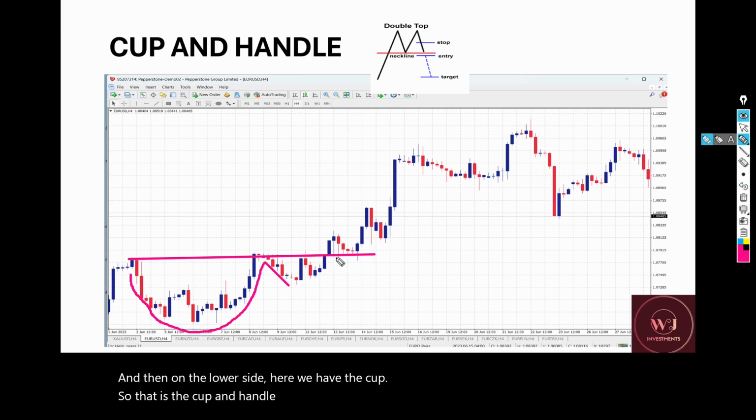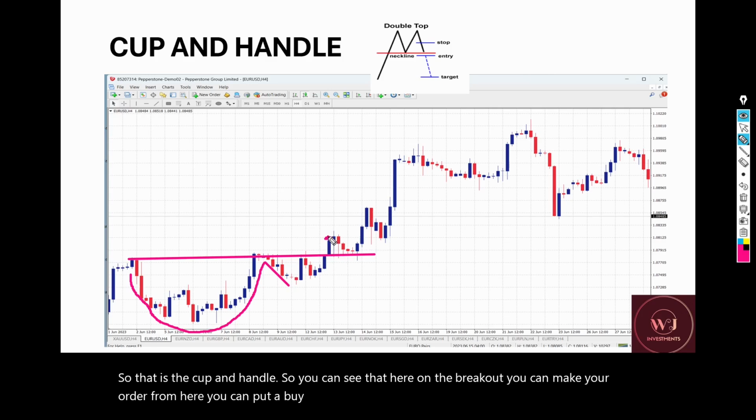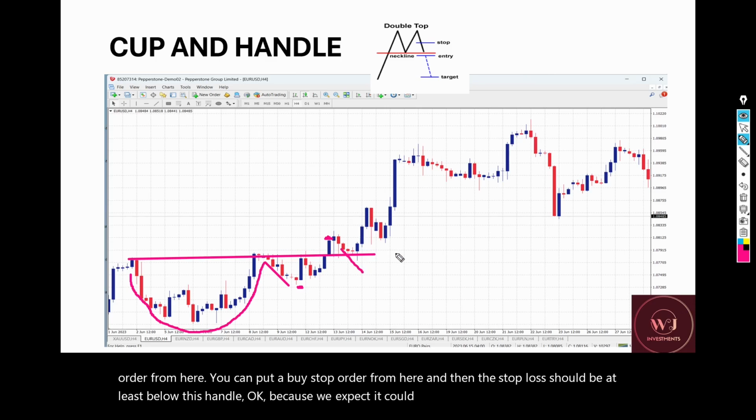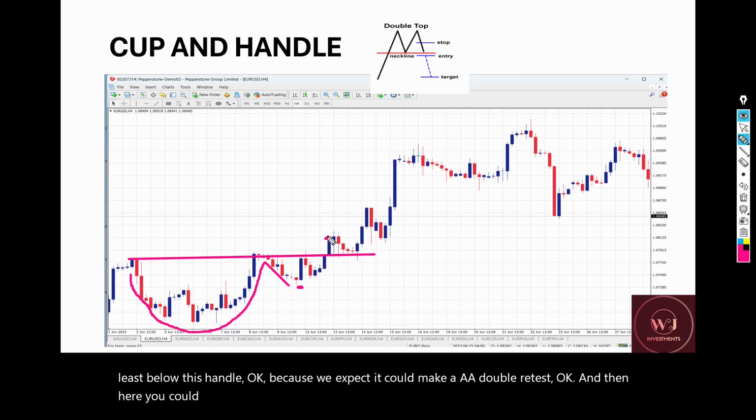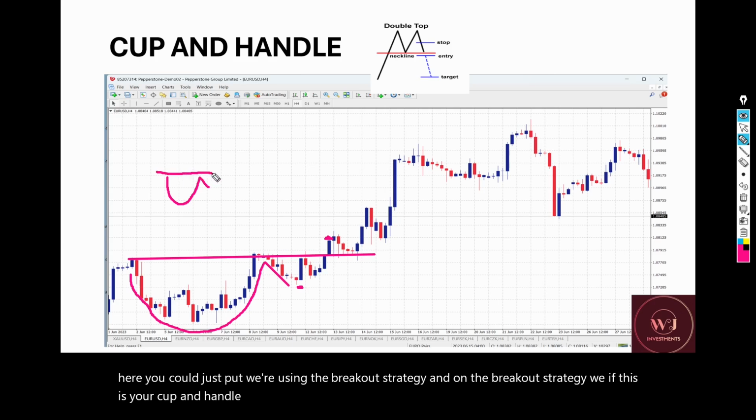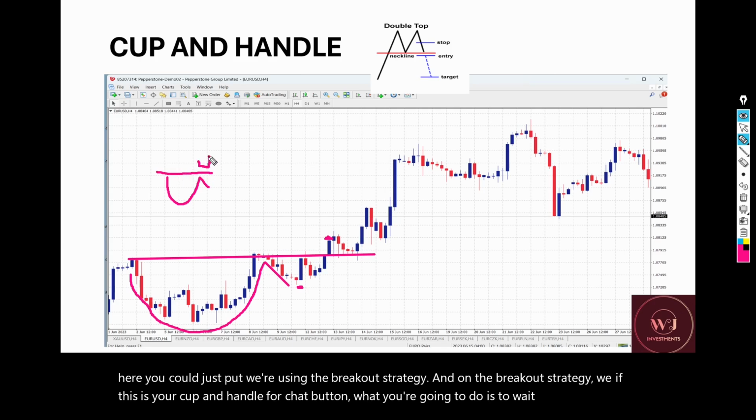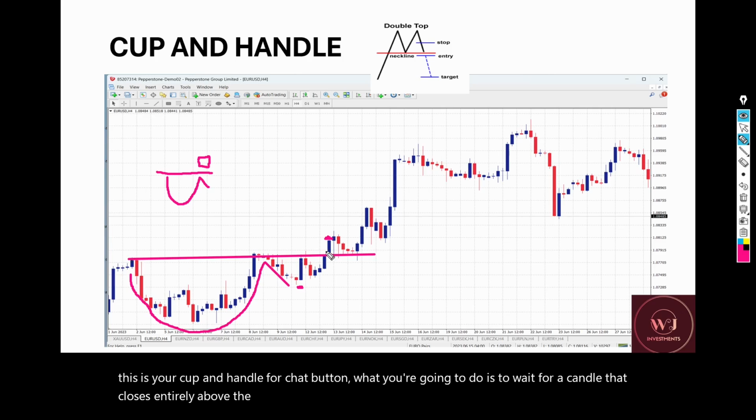So you can see that here on the breakout, you can make your order from here. You can put a buy stop order from here, and then the stop loss should be at least below this handle, okay? Because we expect it could make a double retest, okay? And then here we're using the breakout strategy, and on the breakout strategy, if this is your cup and handle chart pattern, what you're going to do is to wait for a candle that closes entirely above the neckline, this line here, okay, which connects these two levels, the upper resistance.